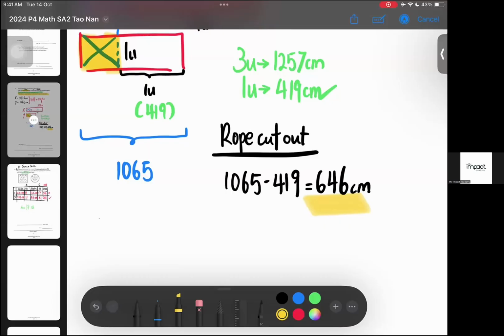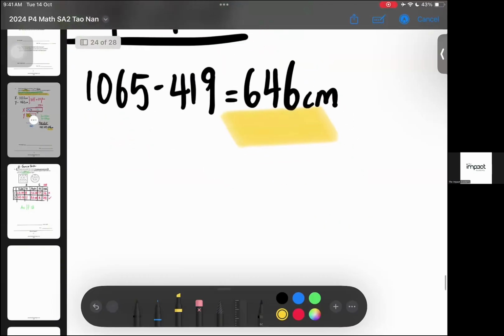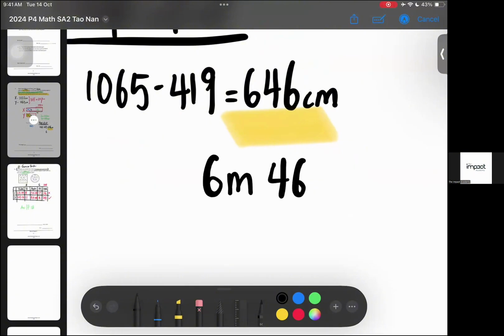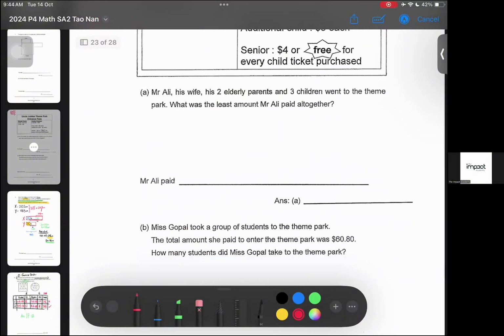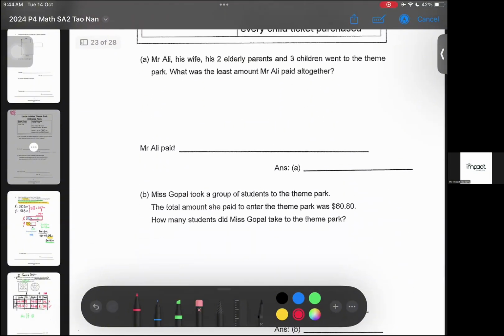Once you're here, what you're going to do also is convert. You have to convert this to meters and cm. So it's 6 meters and 46 cm. Why is that so? Because 6 meters is actually 600 centimeters. So this is my answer for this question. Whenever you see a question like that, we know this is 100% what we call a number of sets concept. In the first part, I think most of us can do it easily, so I'm not going to go through that.